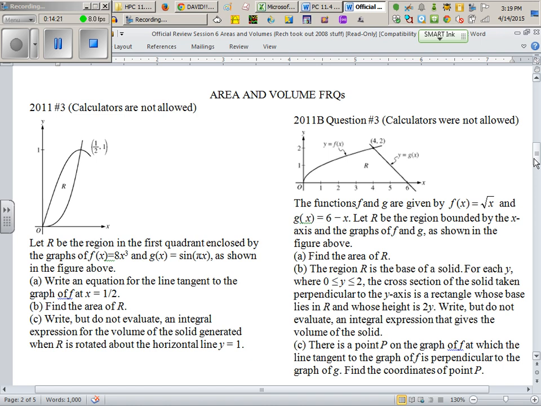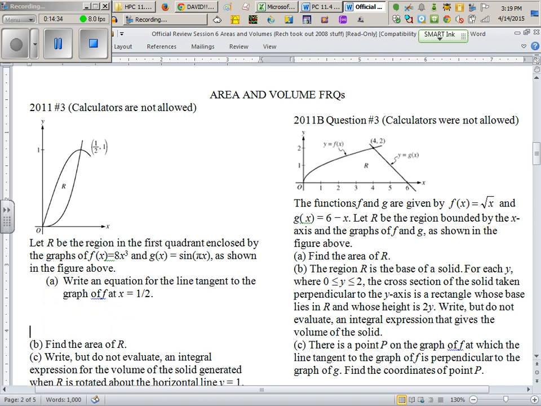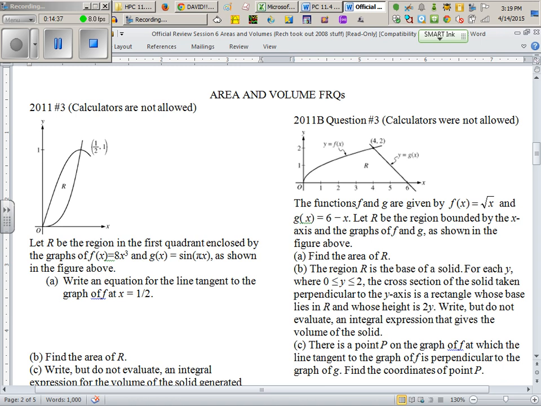So, let's just go through each of these, A, B, C. Write the equation for the line tangent to the graph of f at x equals 1/2. Okay, so you can just assume that it's going to be y equals f prime of 1/2 times x minus 1/2 plus f of 1/2. So we're not into the volume stuff yet, but this is the equation of a tangent line, of course.